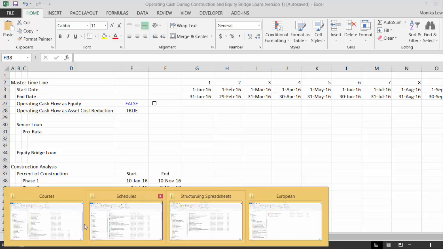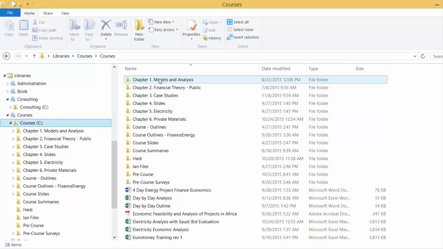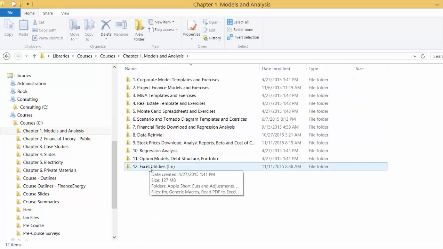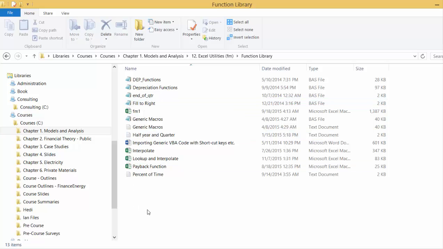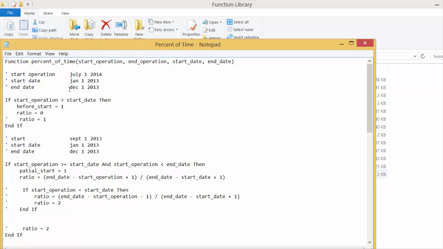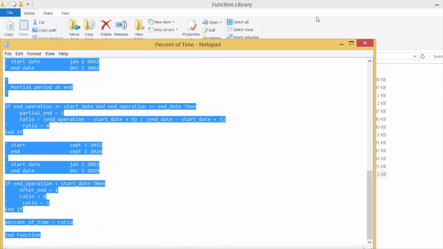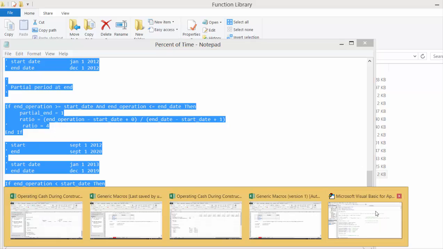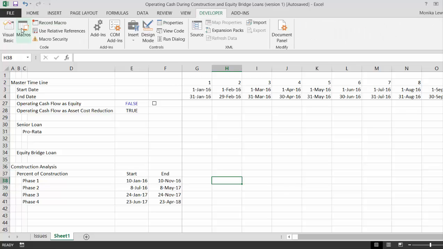you can go, and I am going to make sure these are more clearly on the website. But if you collected the Google Drive, then you could go to the function library, and in the function library you find this percentage of time function. And then I guess one way to do it is just copy that and you need to have a macro.